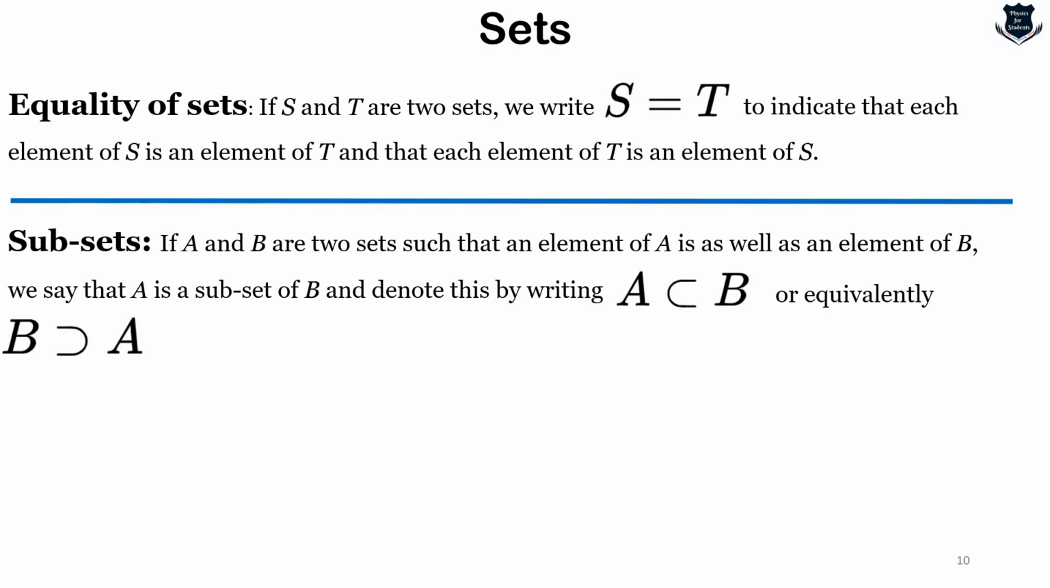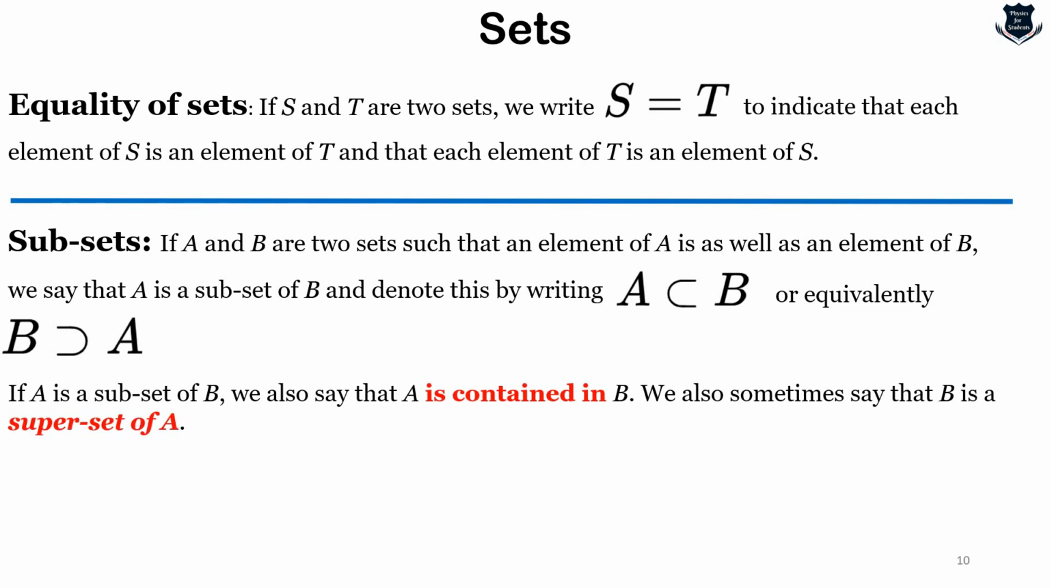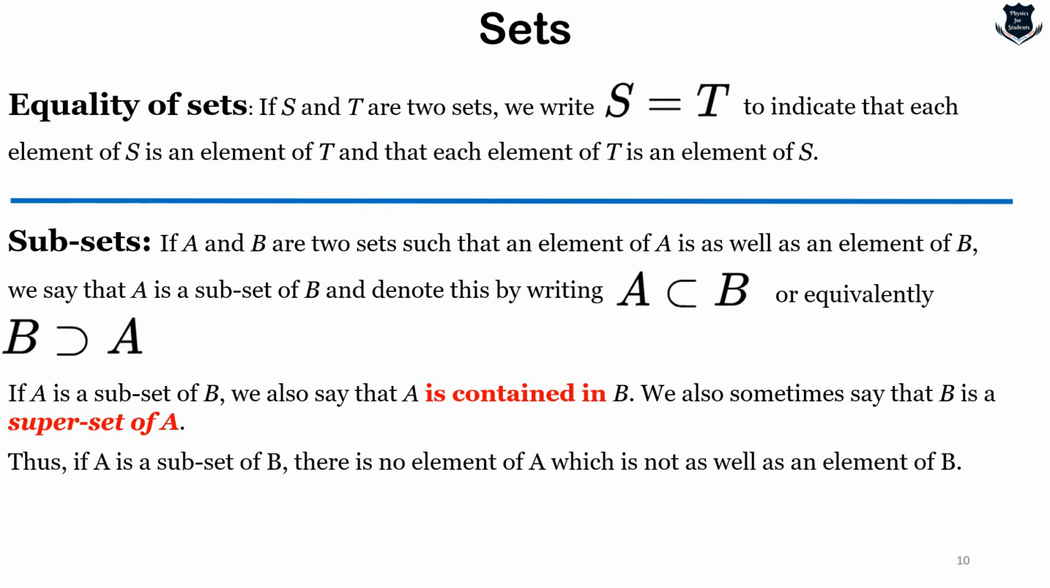So it's a kind of sign, this one, the arrow on the, and then the U on this side. So if A is a subset of B, we say that A is contained in B. Obviously, if it's a subset, it should be inside that. So we also sometimes say that B is a superset of A. So if A is a subset of B, there is no element of A which is not as well an element of B. This is important. Sometimes we say that A is a proper subset of B.